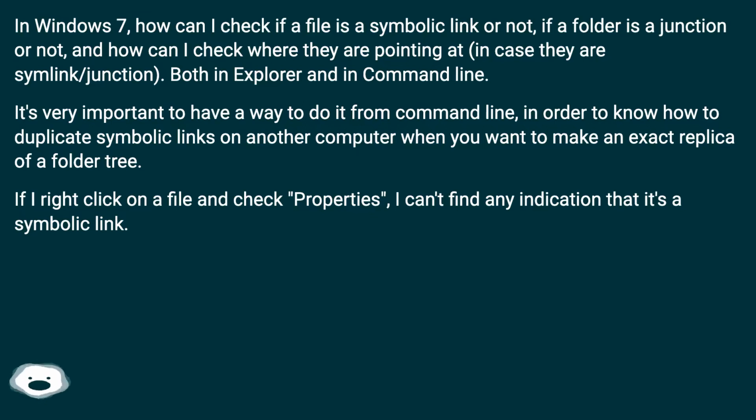It's very important to have a way to do it from command line, in order to know how to duplicate symbolic links on another computer when you want to make an exact replica of a folder tree. If I right-click on a file and check properties, I can't find any indication that it's a symbolic link.